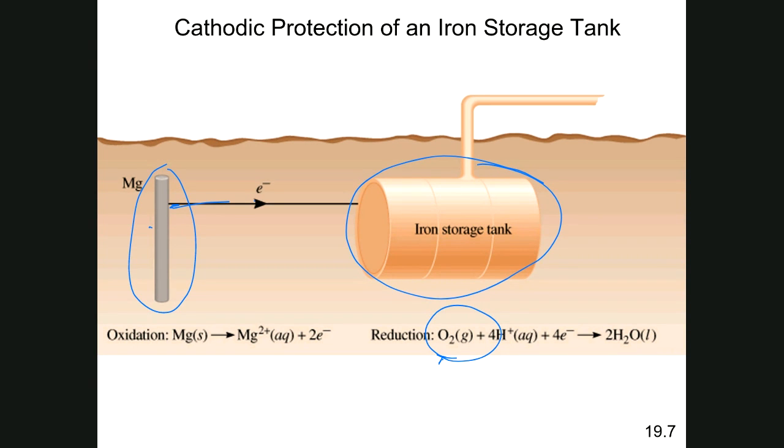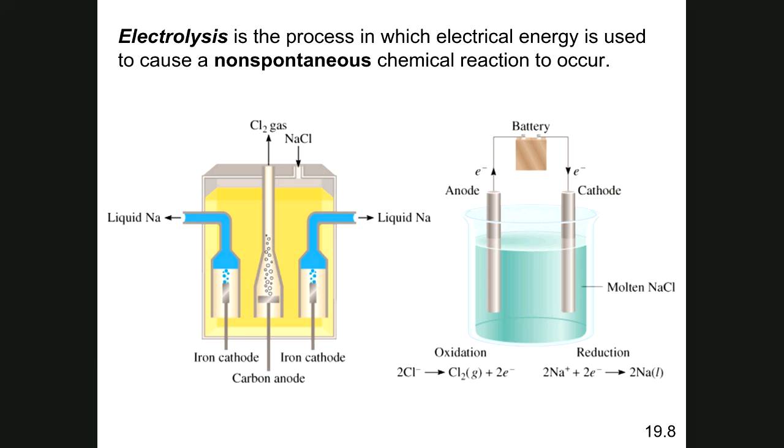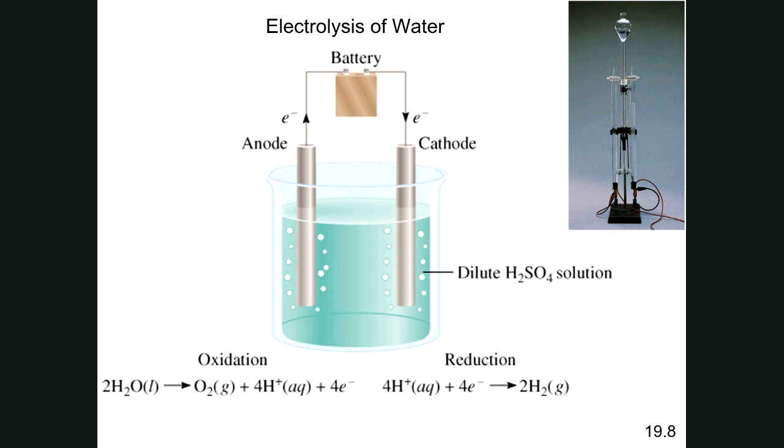So in order to protect the iron, like a storage tank for oil, you have to connect it to a more metallic element that is more reactive. But electrolysis is a non-spontaneous chemical reaction. Basically, you are going to provide electricity for the reaction to take place.